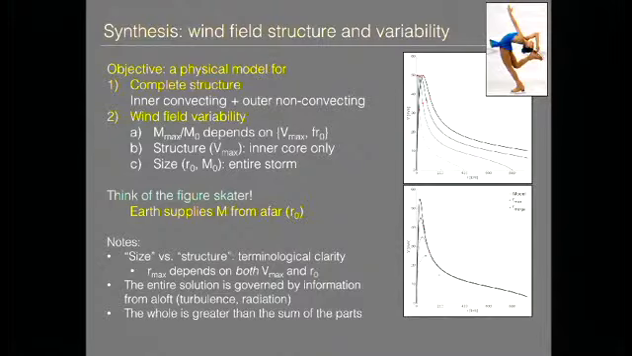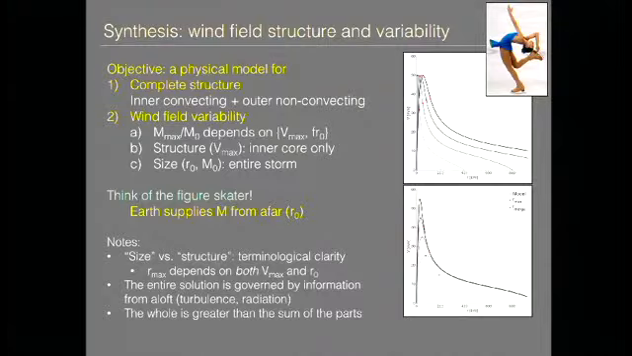As just some notes, the terms size and structure are often thrown around sort of interchangeably. And so I'm hoping that this model can help give a better understanding of the difference between these terms, size and structure. In particular, when we talk about size, say the radius of maximum wind, that has a very different implication for how it varies versus something like the radius of 12 meters per second on the outside of the circulation.